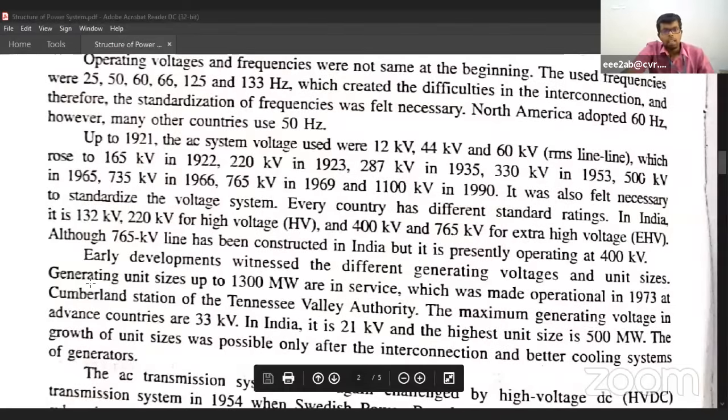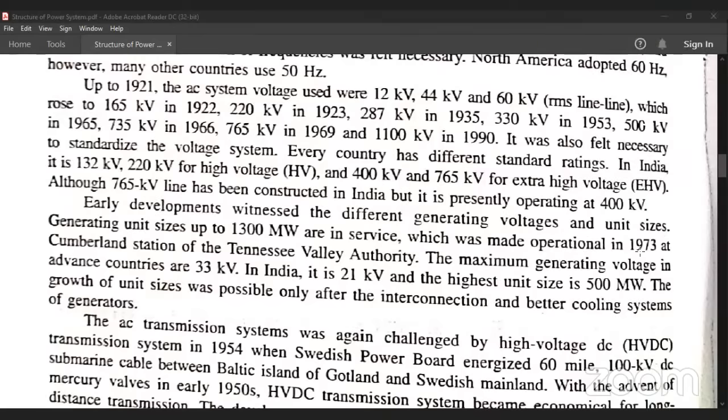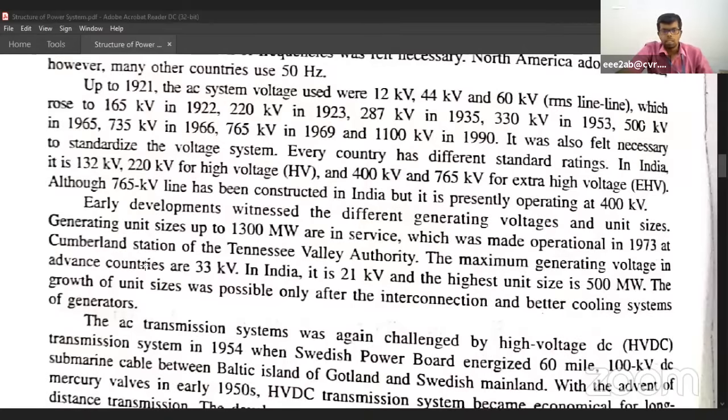And earlier development witnessed different generating voltages and unit sizes, with a generating unit size up to 1300 megawatt, which was made operational in 1973 in Tennessee Valley Authority. The maximum generating voltage in advanced countries is 33 kilovolt. In India, it has now reached up to 25 kilovolt, and the highest unit size is 1000 megawatt nowadays. The growth in unit sizes was possible only after interconnection and better cooling systems.